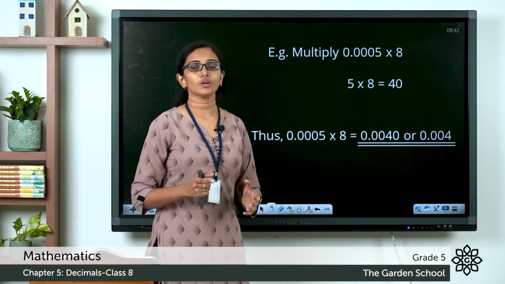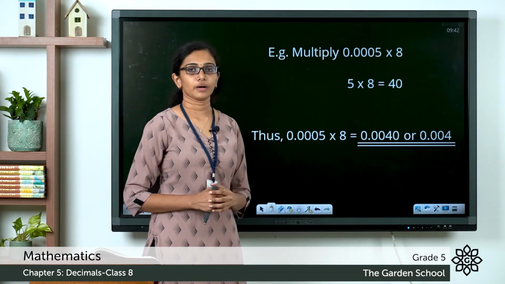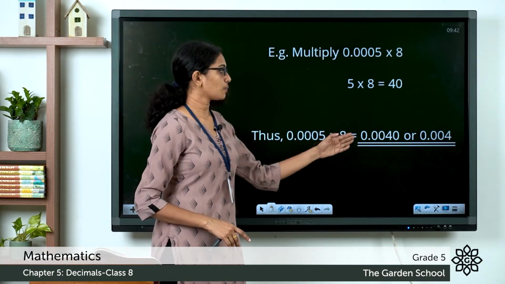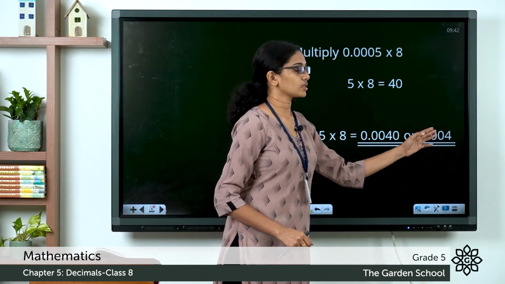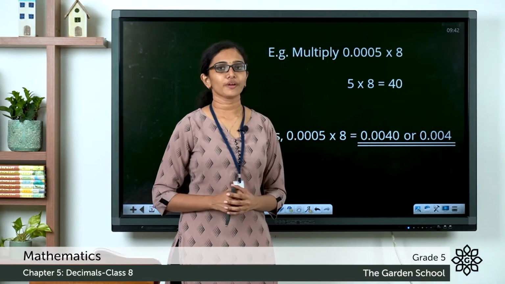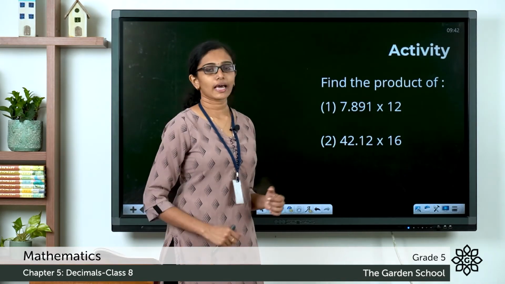Ignoring that 0 will not make any change to this decimal number. So you can either write 0.0040 or 0.004. Now I hope you are clear with this. Now let's do one activity.